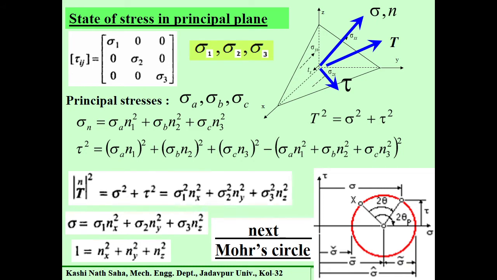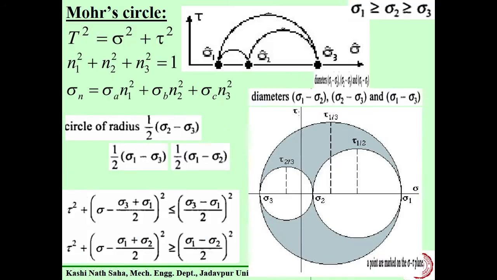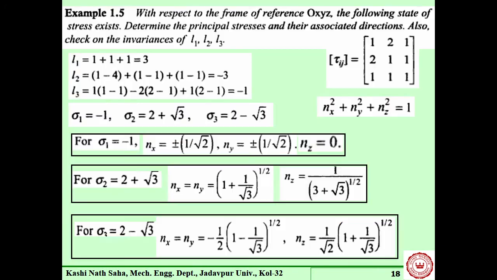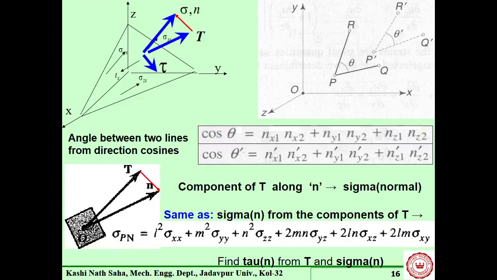So this is what we will also calculate, and then let us see another method. We know how to calculate sigma from the components of T. Once this is known, we find out this tau as well. But there is another method. Let us see it. Yeah, this one is the method.